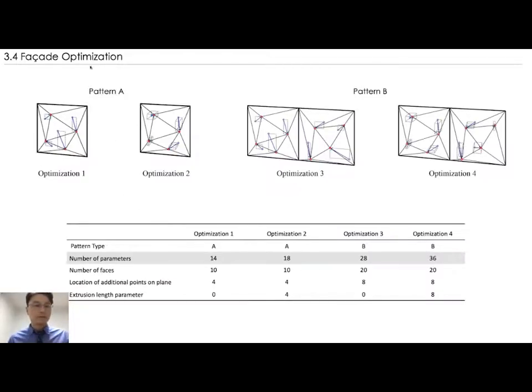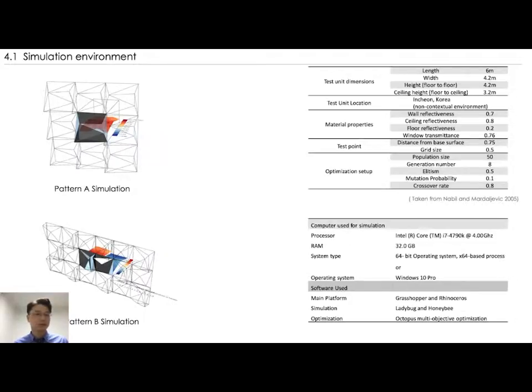Two patterns, pattern A and pattern B, have been studied, and each pattern has two optimizations. One is just flat with no extrusion. The other has a 3D property, where the points go in the z direction. So this shows 4 types of optimization. Optimizations number 2 and 4 are 3-dimensional. So how do I implement it?